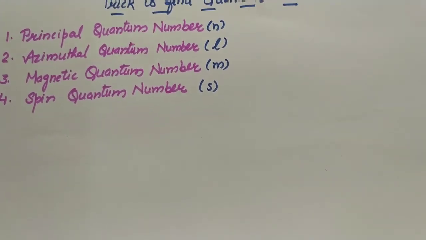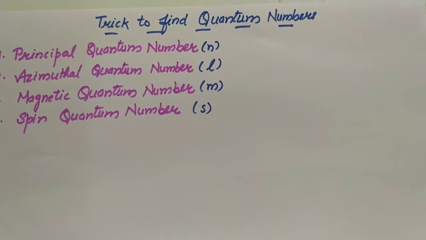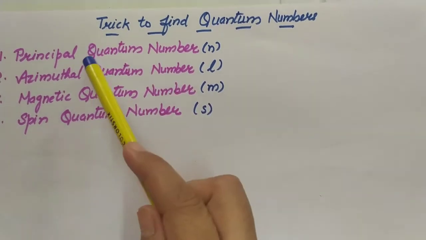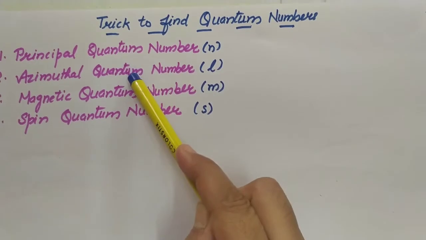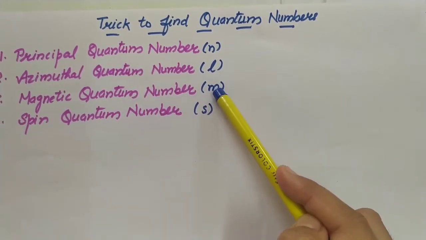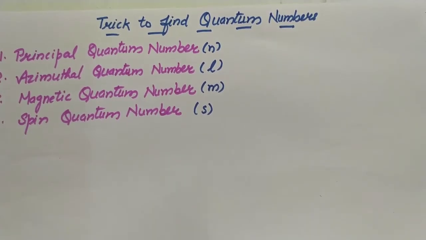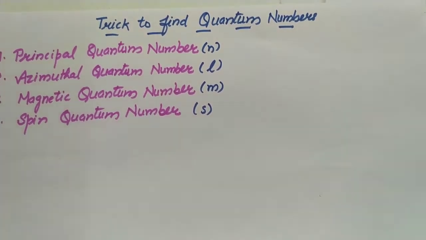Simpi. Today I am going to explain a trick to find quantum numbers. There are basically four types of quantum numbers: principal quantum number, azimuthal quantum number, magnetic quantum number and spin quantum number. Principal quantum number is denoted by n, azimuthal quantum number is l, magnetic quantum number is m and spin quantum number is s. To memorize all these quantum numbers, I will explain it like this.